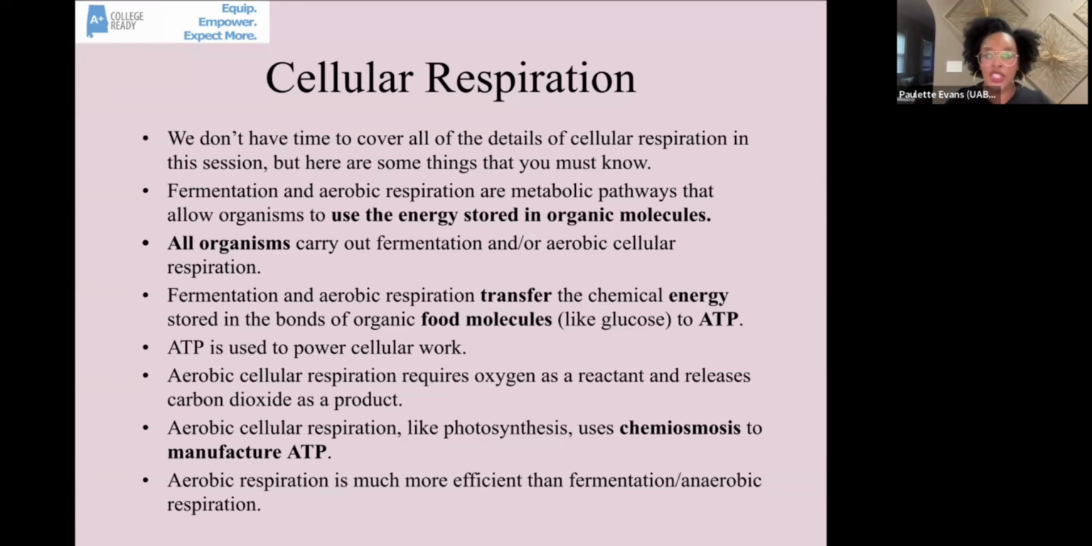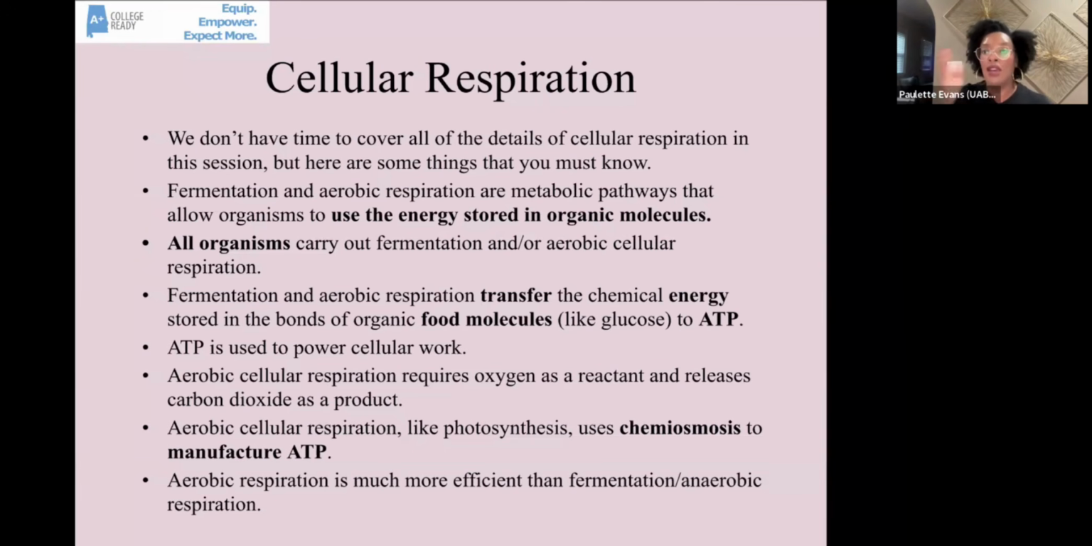Aerobic cellular respiration requires oxygen as a reactant and releases carbon dioxide as a product. And you'll see when we look at the reaction, oxygen's job in cellular respiration is to be the final electron acceptor. Remember, you put electrons into photosynthesis to build a sugar. In cellular respiration, you're going to extract electrons as you break down the sugar, and you're going to use those electrons. But who's going to be holding the electrons at the end of the day? That's going to be oxygen. And that's why oxygen is so important. That's why we need it to live, because it is the final electron acceptor in cellular respiration. And you're going to release carbon dioxide as a product.